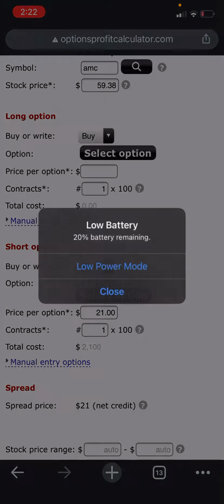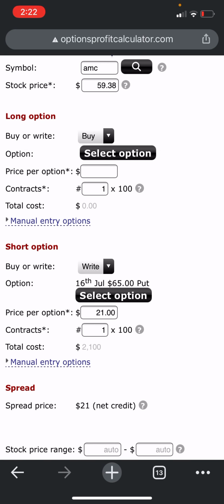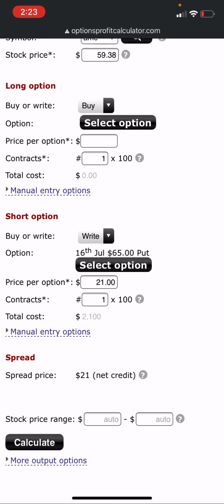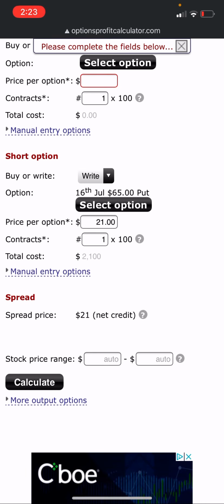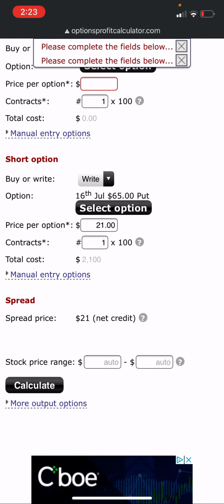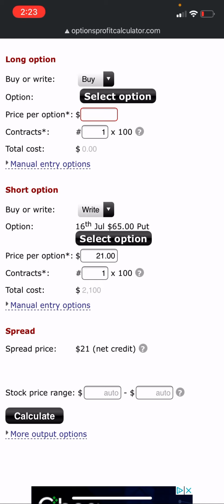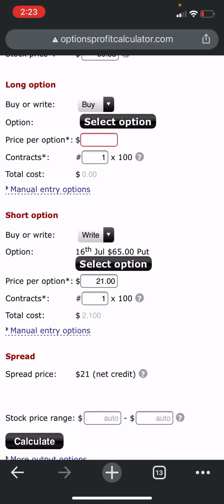That means I make money when that put becomes more worthless. I'm running out of battery here. I'm making more money when that put becomes worthless. So I'm receiving $2,100 from the buyer. It says here, right now the spread price is 21 credits. If I were to calculate this, it'd be naked. Well, I have to complete the fields. That's why I can't do that. I wish I could, so I could show you. It'd be a little better example. But I'm receiving $2,100, okay?